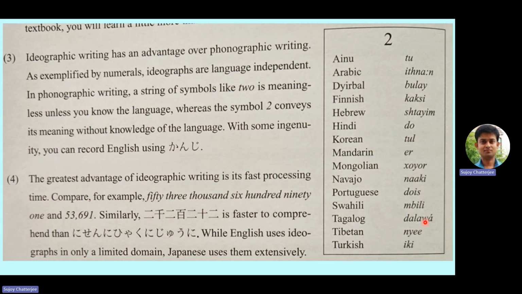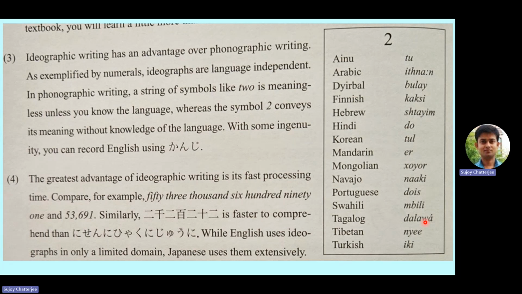The greatest advantage of ideographic writing is its fast processing time. Compare, for example, 53,691 written in English words and 53691 in numerals. So which one is easier to process? The second one, right? 53691. And this is the ideographic style of writing.